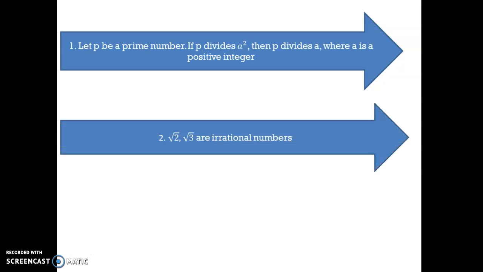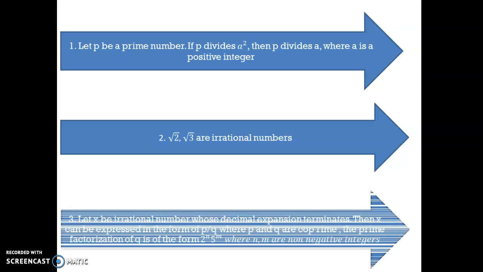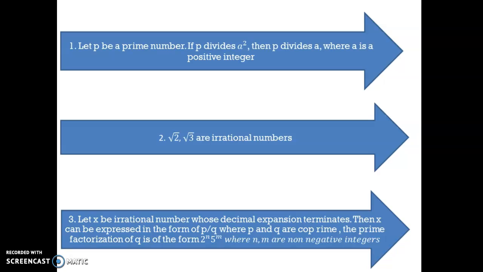The second formula is about irrational numbers. As we know, there are two types of numbers, rational and irrational. Rational numbers are those that can be expressed in the form of fractions or decimals, and irrational numbers are a special type of numbers that cannot be expressed in the form of a fraction. For example, under root 2, under root 3, under root 5, under root 7, pi, e are all irrational numbers. And let's see what the third formula says.